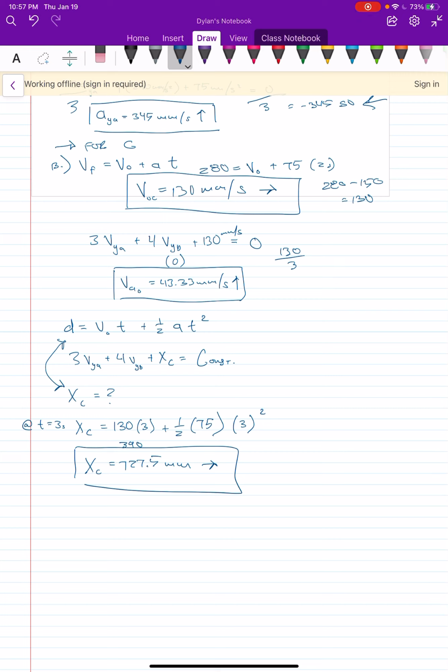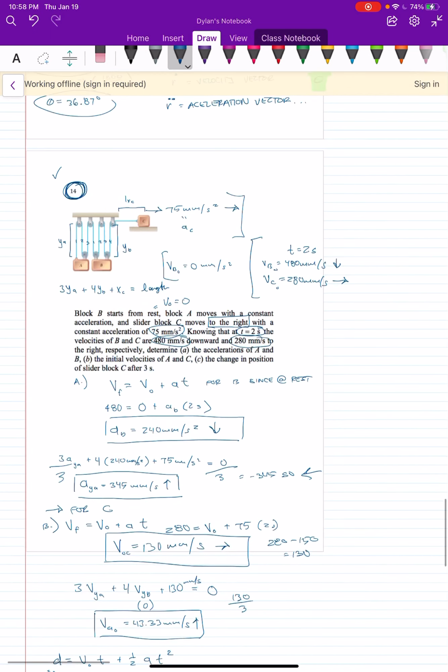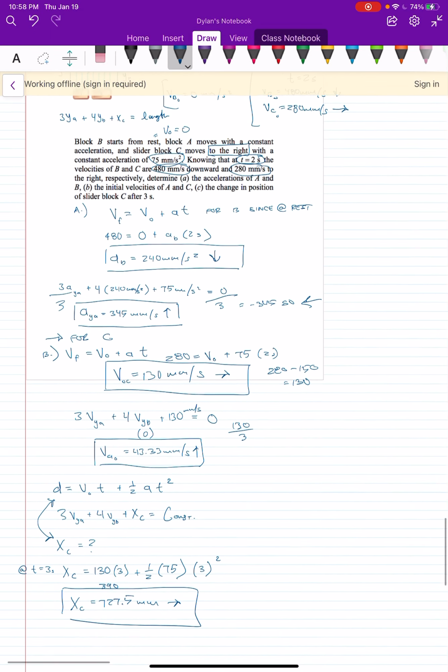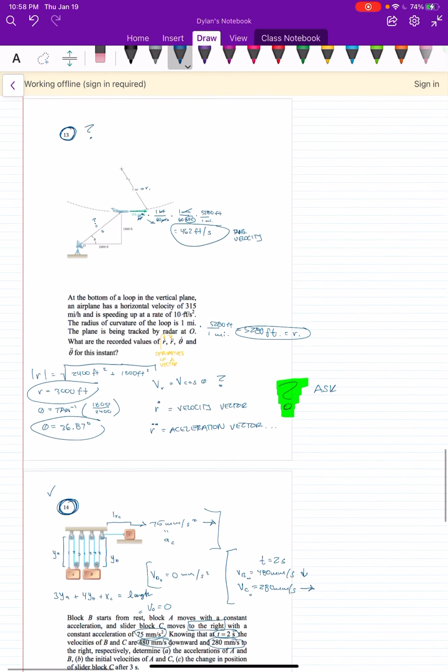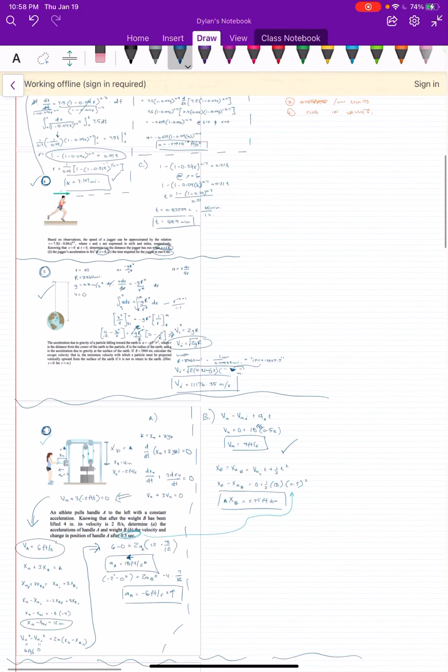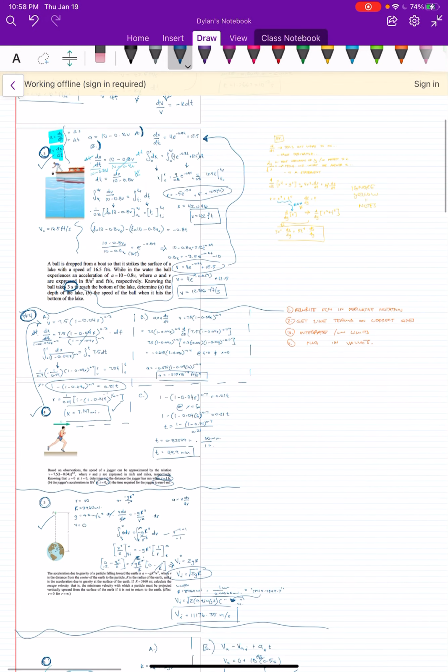And then I needed a distance equation since XC was a distance that I was looking for in part C. So I got the general kinematics distance equation, plugged in all my knowns, and got the final position of block C after 3 seconds, plugged in T for time there and there. And that is it.